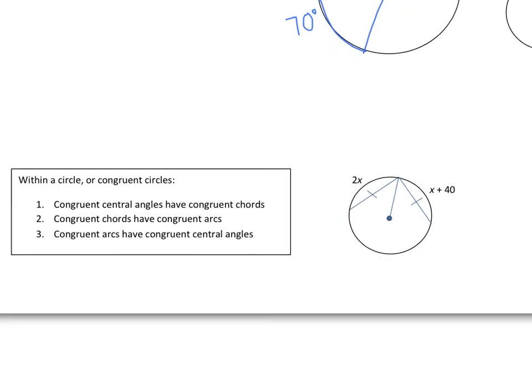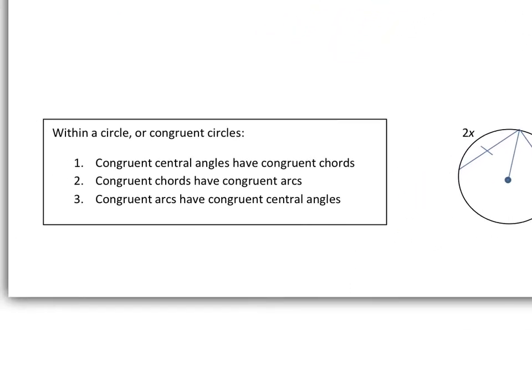And we have a few properties. Basically, if you know one, then you know all three. First, if central angles are congruent, then their chords are also congruent. If two chords are congruent, then their arcs are congruent. And last, if two arcs are congruent, then their central angles are congruent. So they kind of go in order. I'll give you an example here.